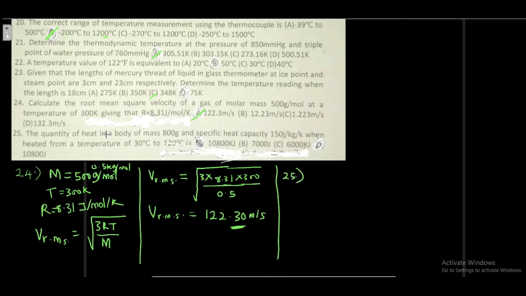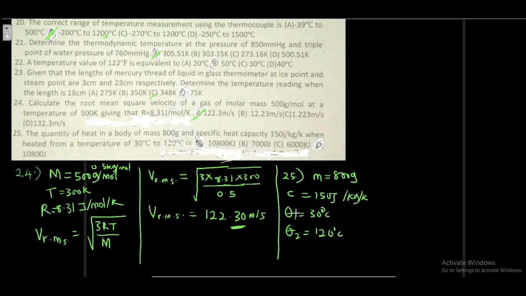It says the quantity of heat in a body of mass, they gave us mass to be 800 grams, and specific heat capacity, they gave us specific heat capacity to be 150 joules per kilogram per Kelvin. When heated from a temperature of, they give us initial temperature to be 30 degrees Celsius, to a new temperature, they give us final temperature to be 120 degrees Celsius.